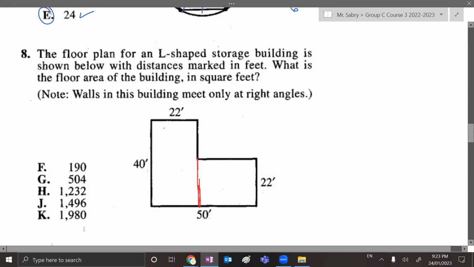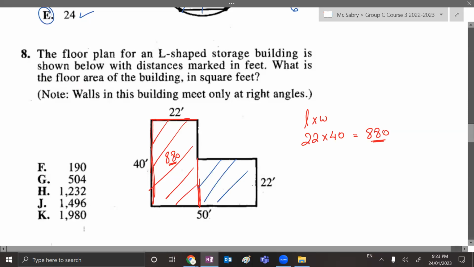First of all, when you're looking at this part here, this rectangle, the area of any rectangle is length times width, and you clearly have the width of this rectangle, and you have the length of the rectangle as well. So it's 22 multiplied by 40, which is 880. That's the area of this first part. Now the other part.